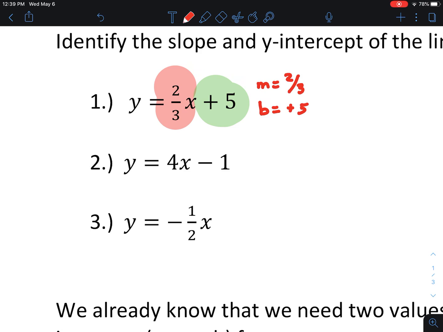How about number two? What's the slope of that line? I think you got it. So the slope is 4. What's the y-intercept of that line?